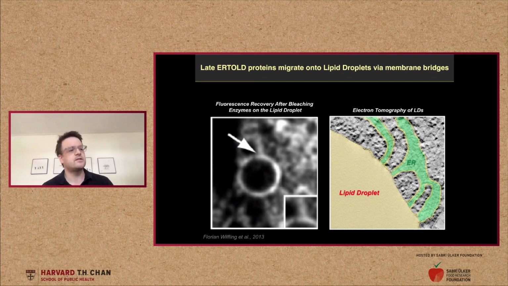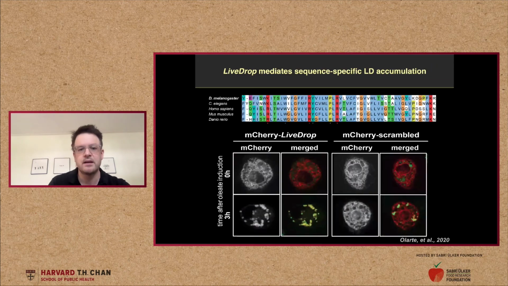But why, if there is a road, do the proteins actually travel and accumulate on droplets? And this is the problem that Maria Jesus Olarte tackled. And first, what she found is that this is a property that is encoded apparently in the sequence of this hairpin in GPAT4. Because if you take the wild type sequence, it is sufficient to bring a protein to lipid droplets. But if you scramble the sequence, the protein still inserts in the ER, but now it no longer accumulates on the droplet surface.